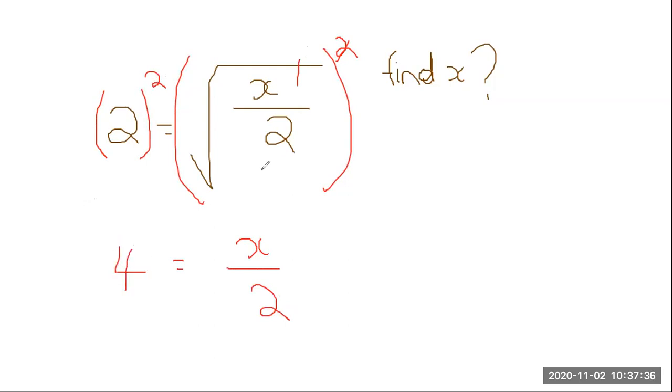And 2 squared is 4. Nice. I'm going to see who pops up on my screen first. Nicolette. So I have 4 equals x over 2. Go ahead and unmute yourself. Let me know what my next step would be. I'm looking for the terminology. What do I call it?